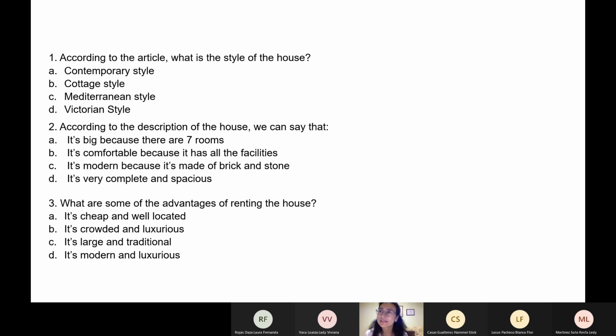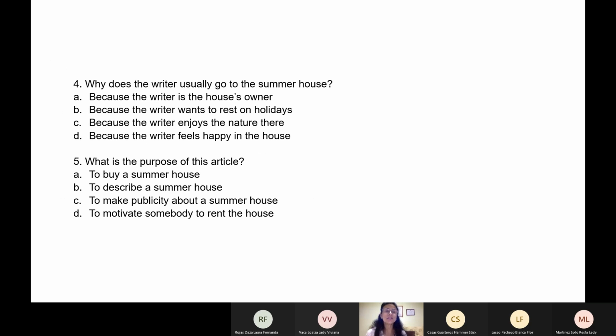Entonces, observe que el tipo de pregunta, ya en el último texto que nos vamos a encontrar es according to the article, according to the description, what are some of the advantages. Entonces ya viene ese tipo de pregunta. What is the writer's opinion? What is the purpose of the article? ¿Sí ve? Que es más que todo de análisis, interpretación.